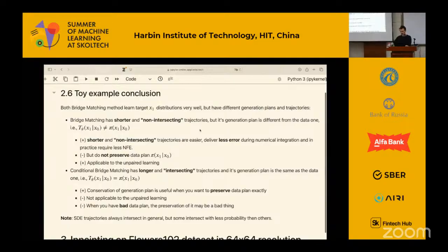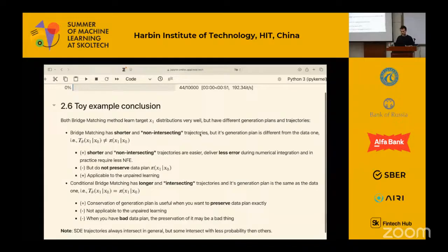But conditional and unconditional bridge matchings are different in terms of preserving the initial data plan P. Regular bridge matching, aka unconditional bridge matching, has shorter and, let's say, non-intersecting trajectories, because they have less probability of intersecting than for the conditional bridge matching.